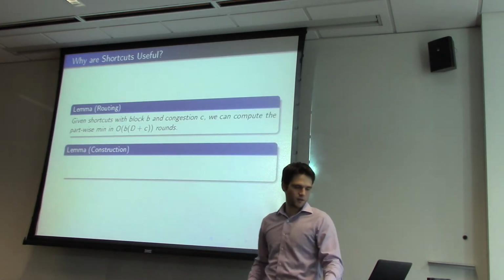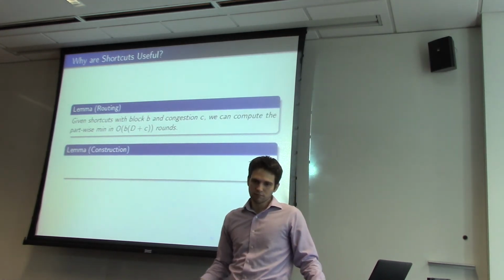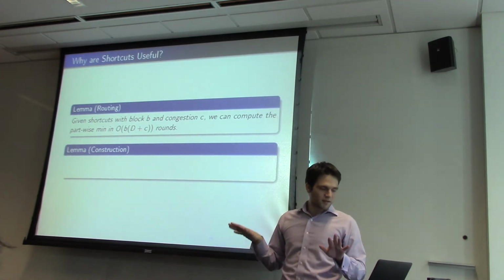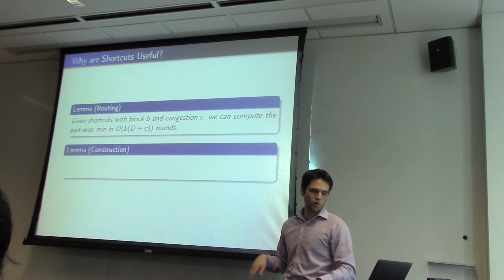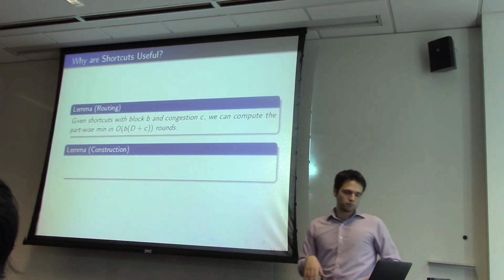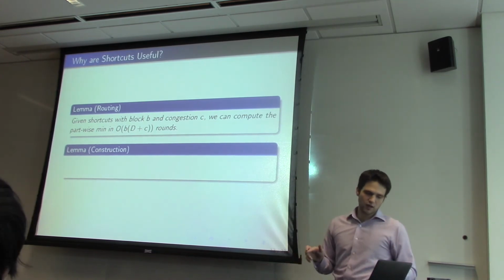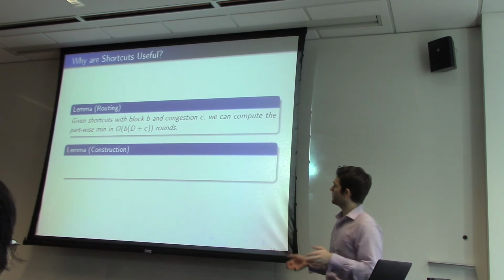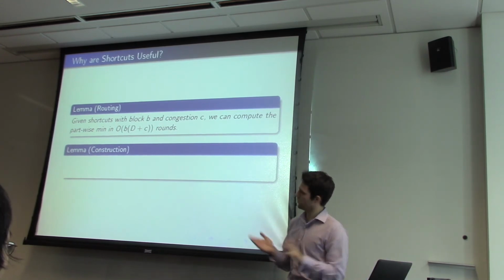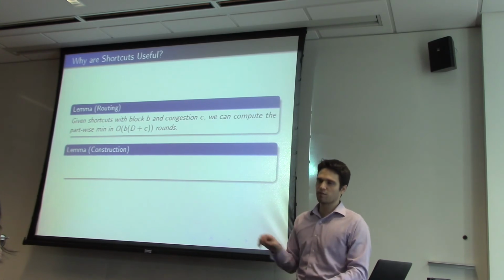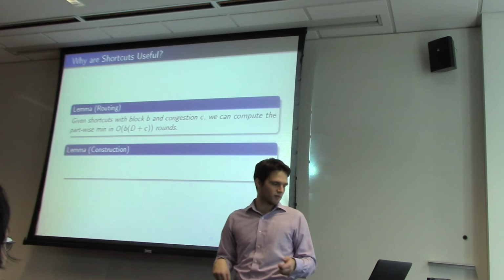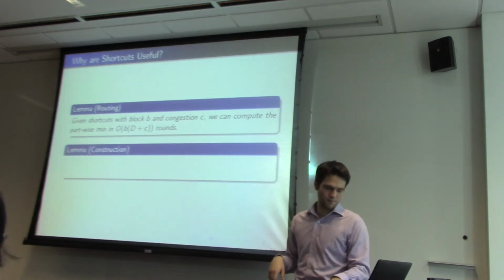We'll see later how it works. But the idea is, if we have small block number B and small congestion C, we can compute the partwise minimum in B times D plus C rounds. Good. So the thing you need to remember: small block and small congestion, we can compute the minimum and spread it around in this small number of rounds.